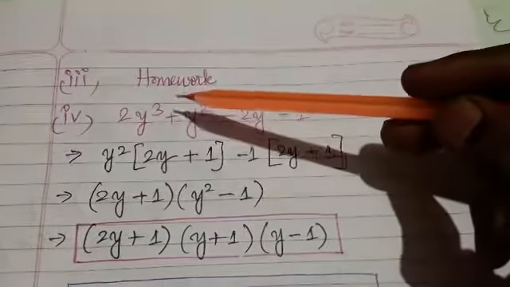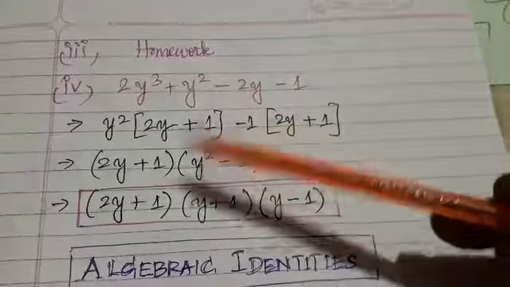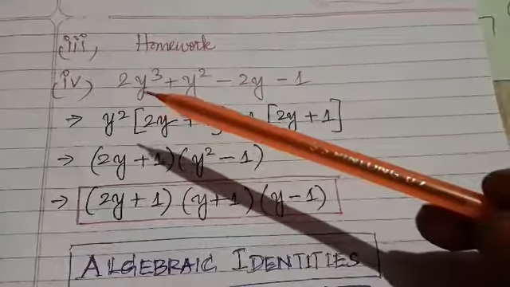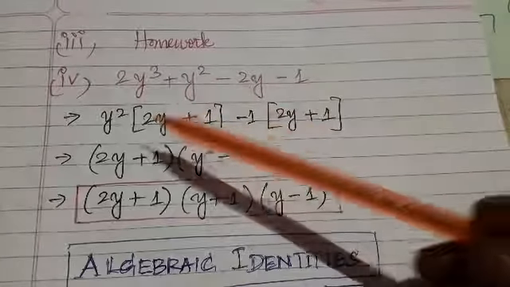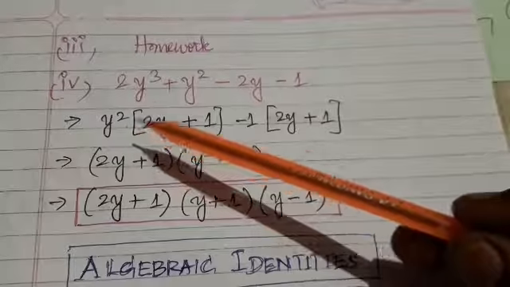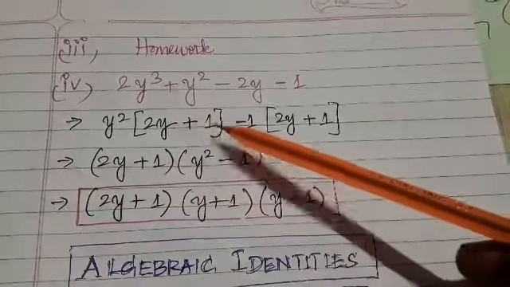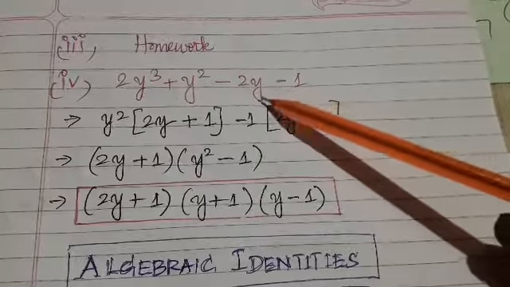The third question is similar to the second question, so you can take it as homework. The fourth question I will do. It is very easy as usual. 2y cube plus y square minus 2y minus 1 is given. So first I am checking the first terms. y cube and y square are there, so I am taking y square common. Here it will become 2y plus 1. The same 2y plus 1 I have to take to the other side. Here also 2y minus 1.